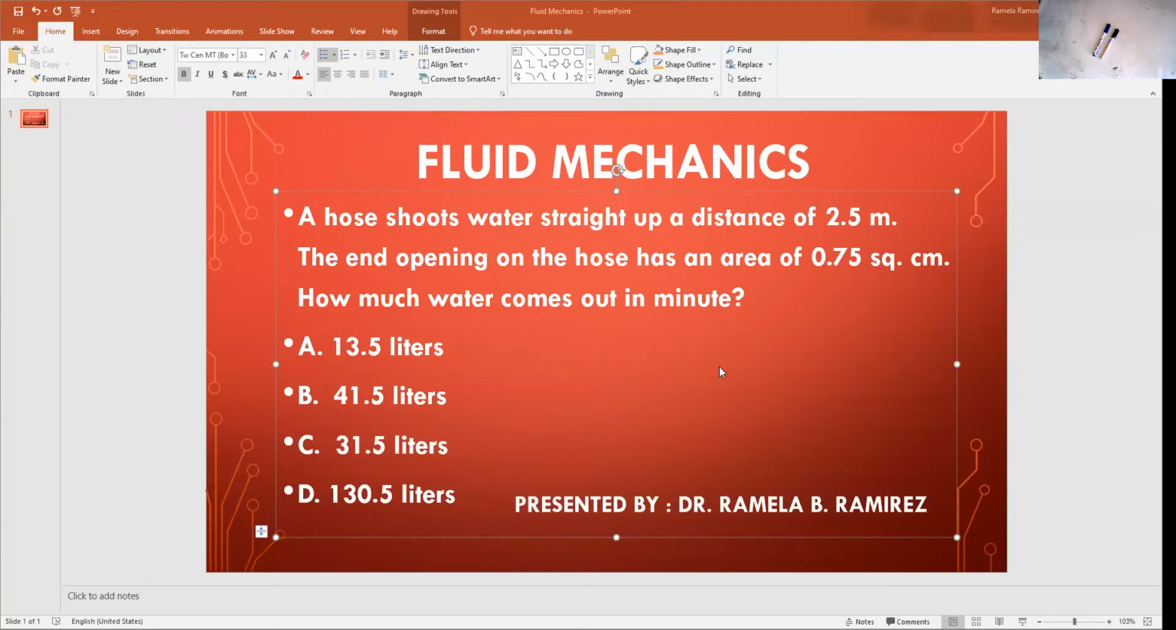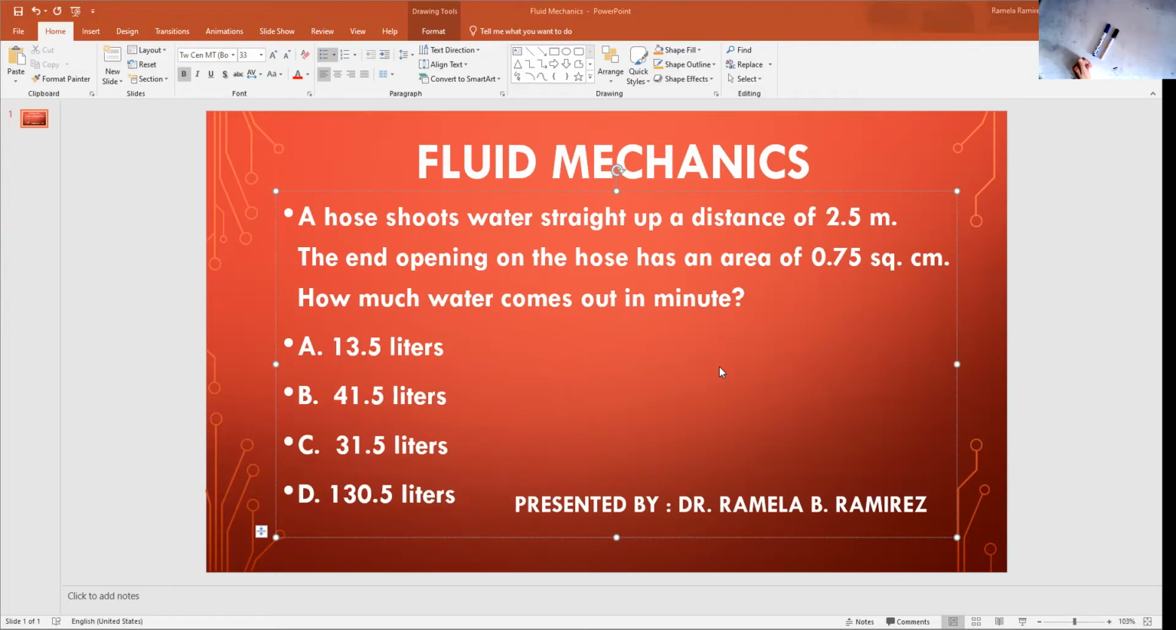According to our problem, a hose shoots water straight up a distance of 2.5 meters. The end opening on the hose has an area of 0.75 square centimeter. The question is, how much water comes out in a minute?